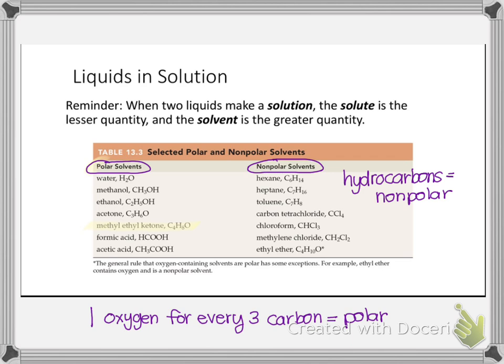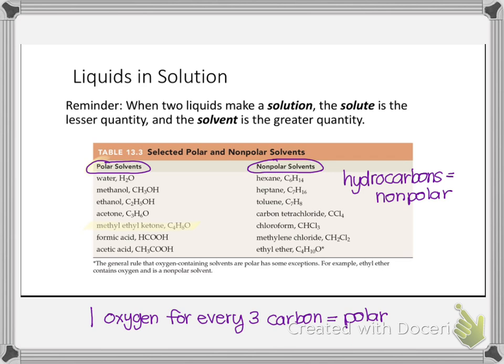Now, if I look at the nonpolar solvents, look, I have hydrocarbons. The first 3 are hydrocarbons. Carbon tetrachloride we talked about before. When carbon is surrounded by the same element, in this case 4 chlorines, that makes it nonpolar.